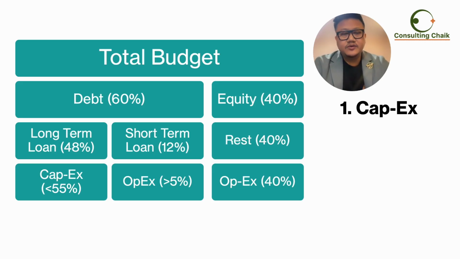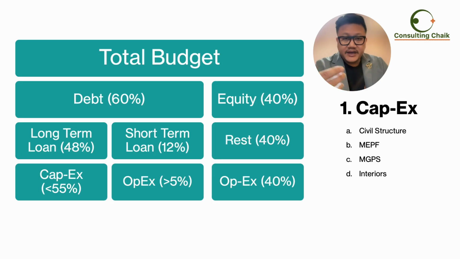These are the parts of CapEx: civil structure, mechanical, electrical, plumbing, firefighting, the medical gas pipeline system, the interior work that you need to do inside the hospital, the equipment that you need to purchase, and the furniture that you have to buy. So all these things consist of your CapEx.